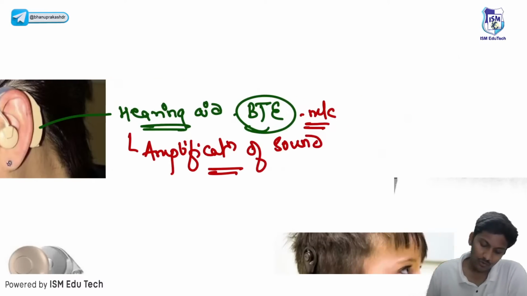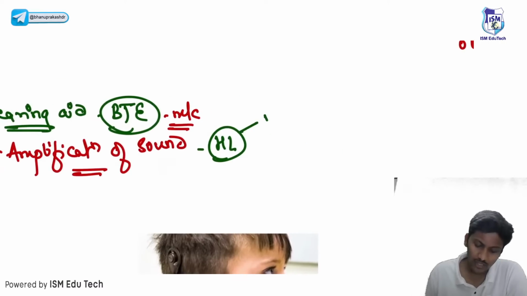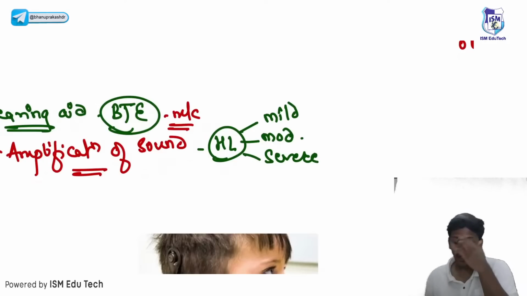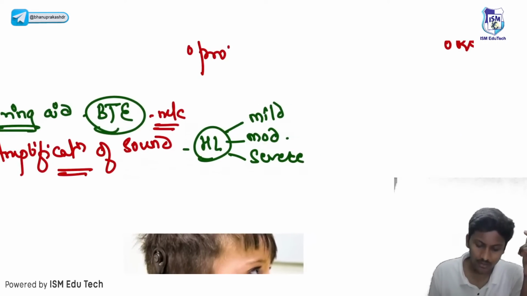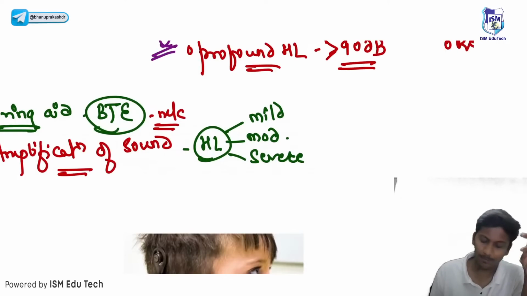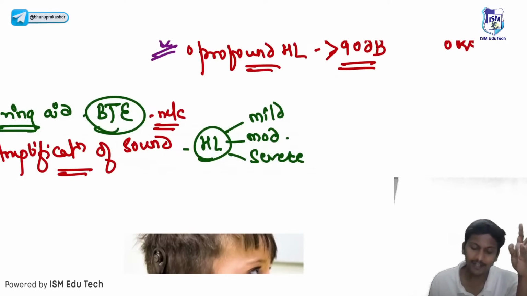Okay, and it is usually given in a patient with hearing loss. In which kinds of hearing loss? Usually you can give it in mild hearing loss, moderate hearing loss, severe hearing loss, but not in cases of profound hearing loss. How much is profound hearing loss, guys? Please remember, profound hearing loss is usually more than 90 decibels of hearing loss. If a patient has more than 90 decibels of hearing loss, that is called profound hearing loss. Please remember that. Okay? So in that condition, a hearing aid is of no use.